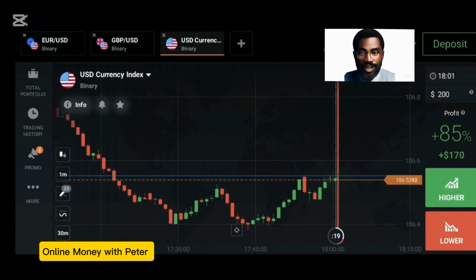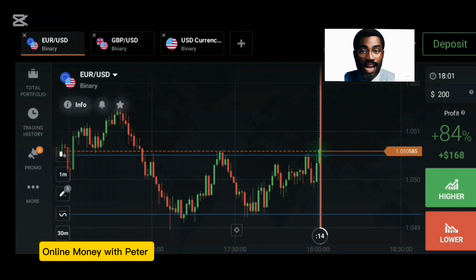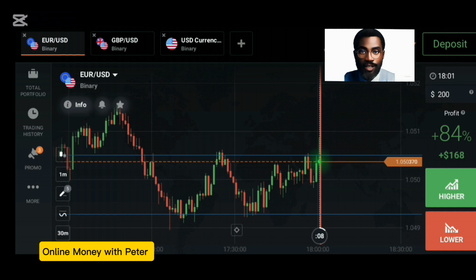I'll leave it, Euro USD. Okay, so it has broken out of this resistance. So let's see if it's a false breakout or it's a true breakout. So let's see what happens.